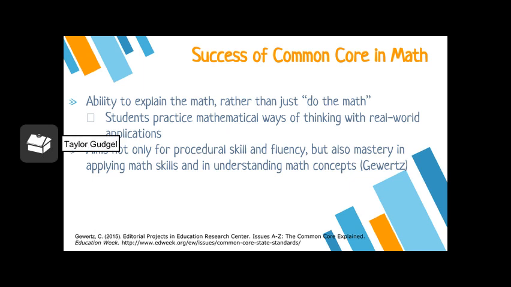Here are a few of the successes that the Common Core State Standards have had for math. First, the ability to explain math rather than just do the math. Students practice mathematical ways of thinking with the real-world applications. Second, Common Core State Standards aims not only for procedural skill and fluency, but also mastery in applying math skills and in understanding math concepts.